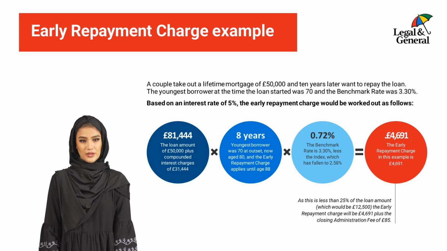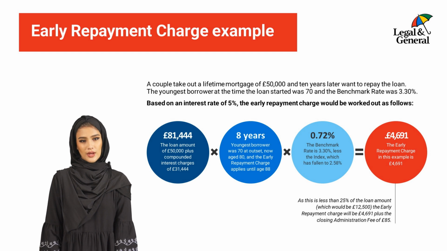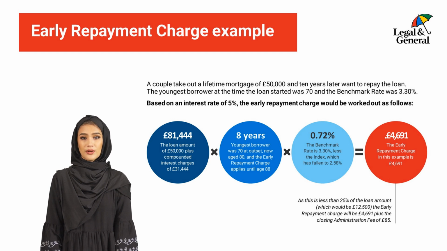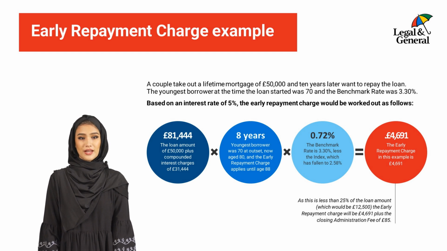In this example, a customer took out a lifetime mortgage for £50,000 and 10 years later wants to repay the loan. The youngest borrower at the time the loan started was 70 and the benchmark rate was 3.3%. The balance is £81,444. That's based on a loan amount of £50,000 plus the compound interest charged at 5% of £31,444. The remaining term for the ERC is 8 years. This is because the youngest borrower was 70 at the outset, and they're now aged 80, so the ERC applies until age 88. And the difference between the benchmark rate and the index is 0.72%.